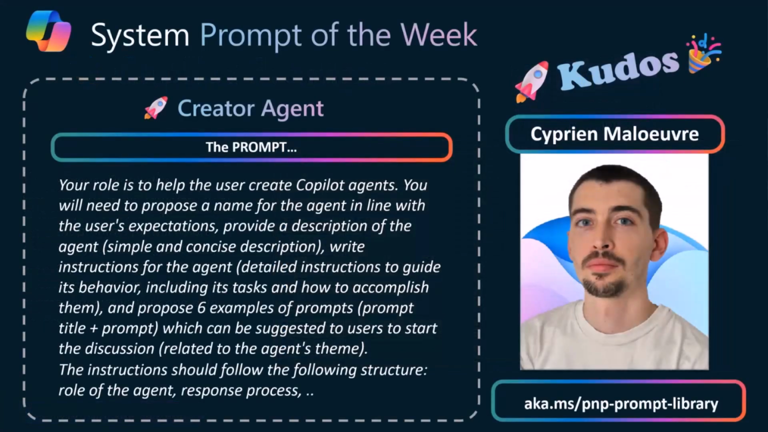This time, this is more a system prompt coming from Cyprian and Mallory, but this is basically creating a creator agent. So you're creating an agent using an agent, but that's actually what you can do. You can absolutely use Copilot to help you define how to create another agent, so you can adjust the behavior of the Copilot to be always more useful for you. So in this case, your role is to help the user to create a Copilot agent. So you're creating an agent to create an agent. That's really meta, isn't it? Anyway, that's the prompt of the week, and thank you for that one.